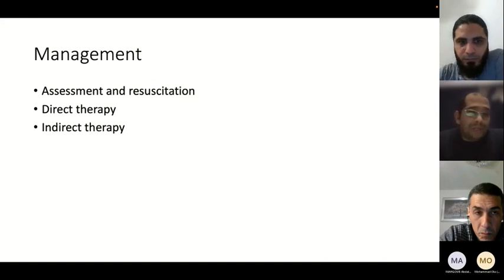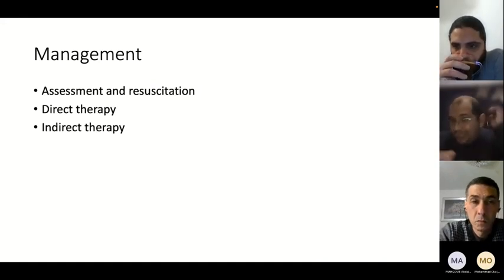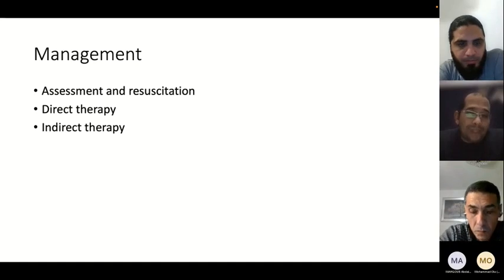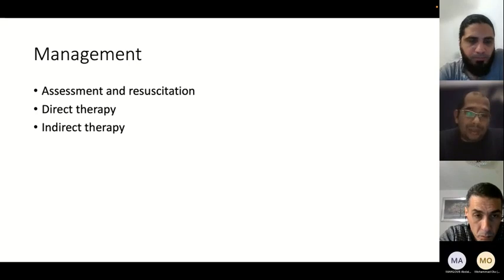The management of epistaxis includes three main lines of management. First of all, we assess the patient, do resuscitation and take a very quick history. Then we choose either direct therapy or indirect therapy. It depends upon the patient's condition.